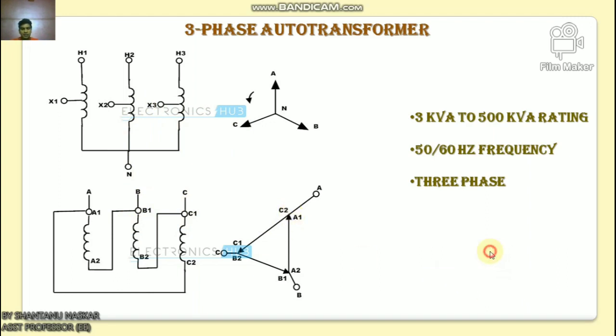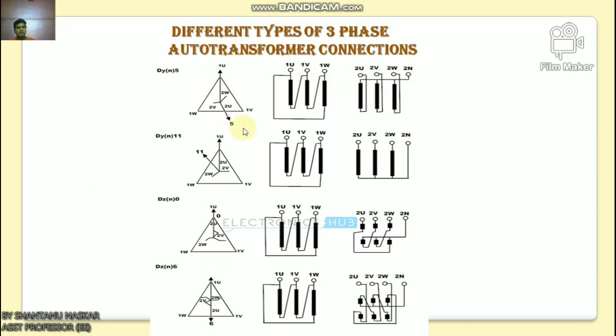Here the following explains different types of 3-phase auto transformer connection. Look here, DYN5. How this 3-phase transformer is designed, I have already discussed in my part 1 lecture, so you can know the vector grouping and how to design the transformer. The 3 phases are denoted by U, V, W, and N for neutral. Look here, DYN5, DYN11, DZN0, DZN6. So these are different types of 3-phase auto transformer connection.